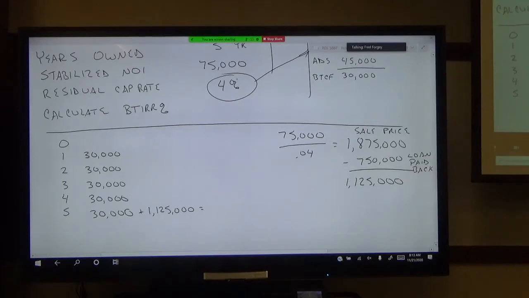All right, so added to that last year's cash flow, just to go ahead and put the number in there, that means that our final year cash flow would be $1,155,000. So those are going to be those cash flows.